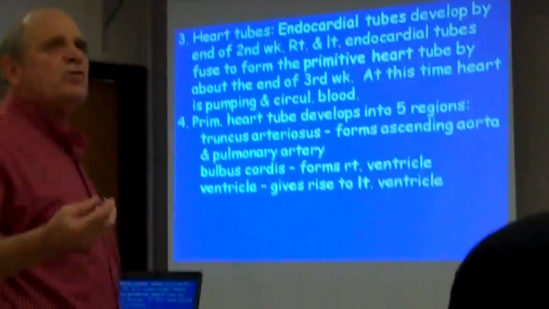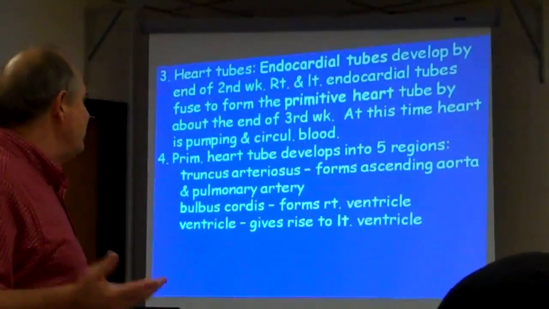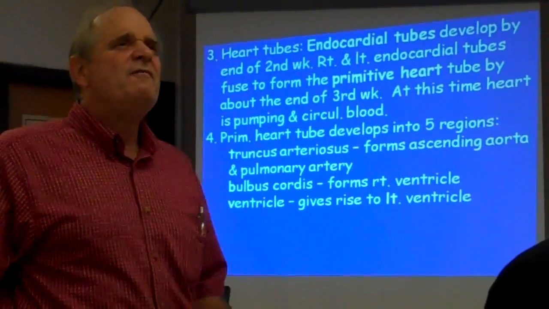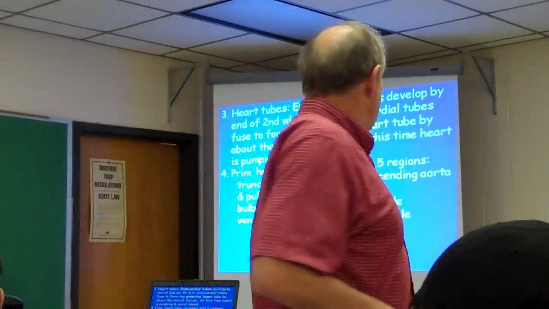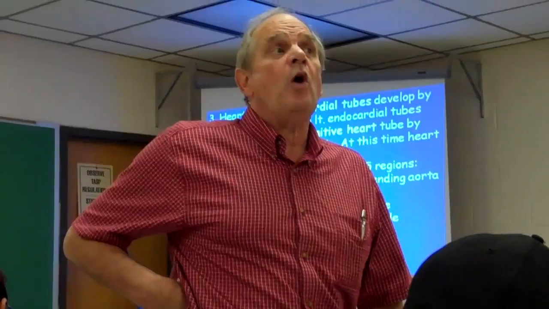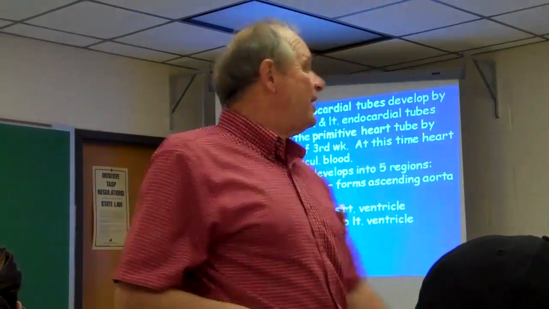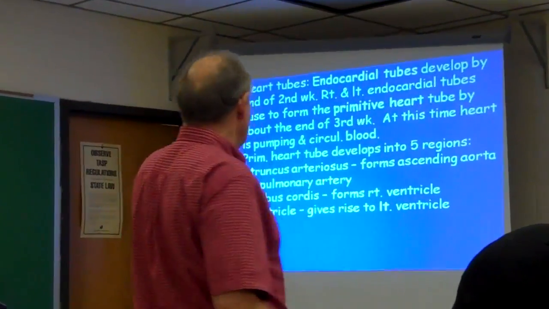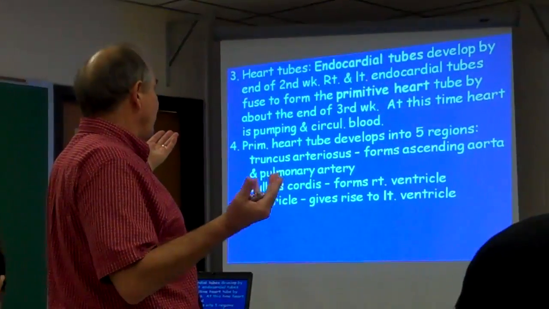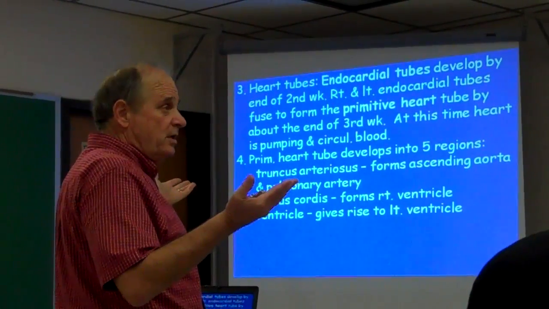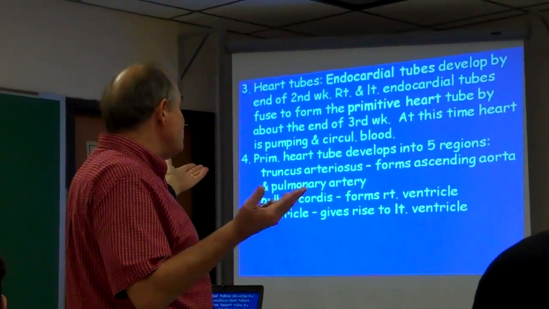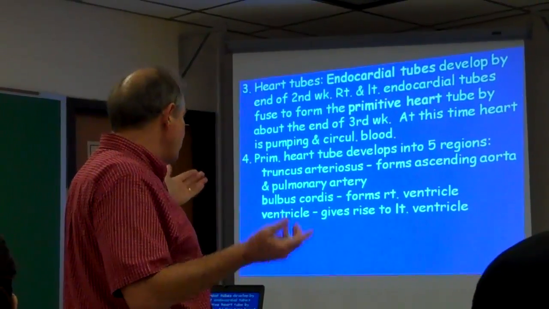Then right here, the ventricle simply gives rise to the left ventricle. Kimberly knows this because she was one of the first ones to learn it: the left ventricle is the thick-walled one. The left ventricle, the thick wall. So we have the truncus arteriosus, which is a new term for you. Bulbus cordis is a new term for you. Ventricle is not. These are areas of the primitive heart tube.